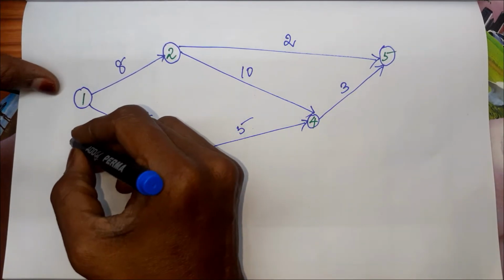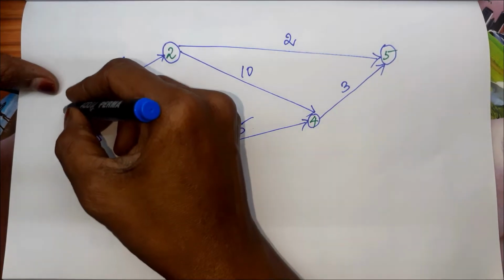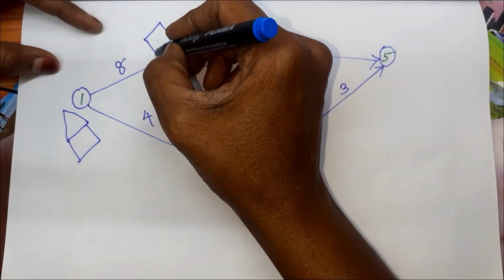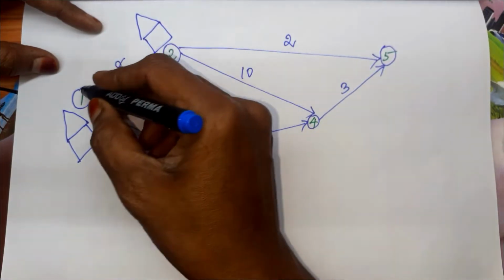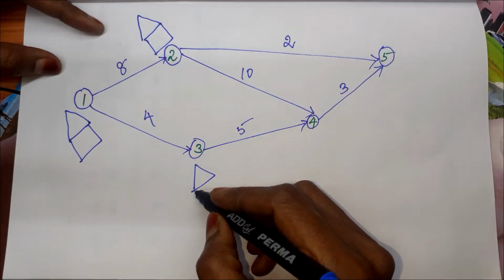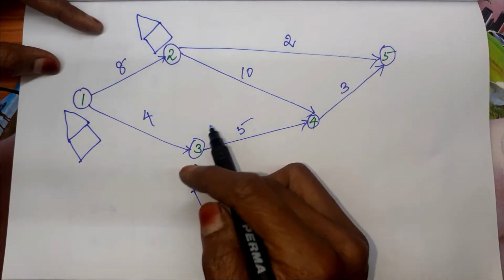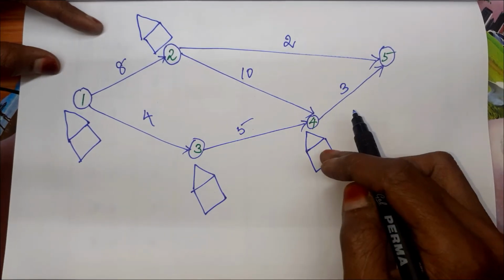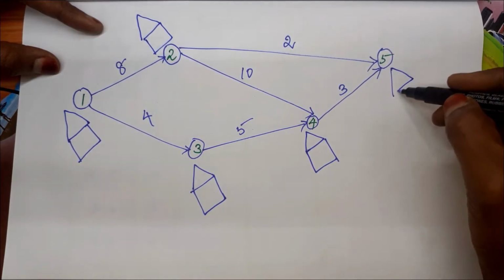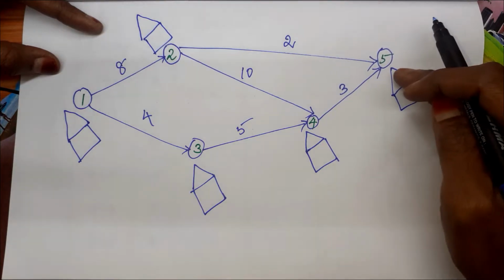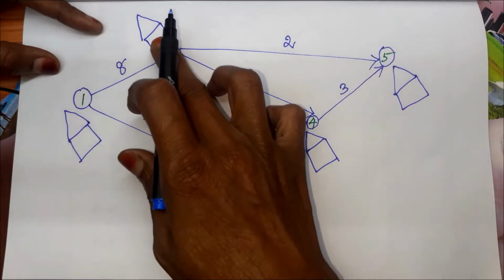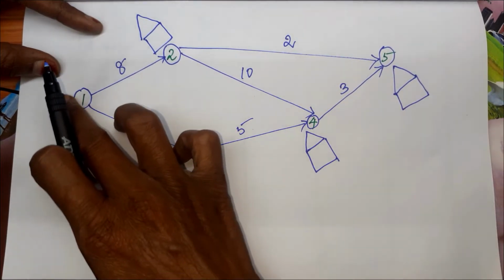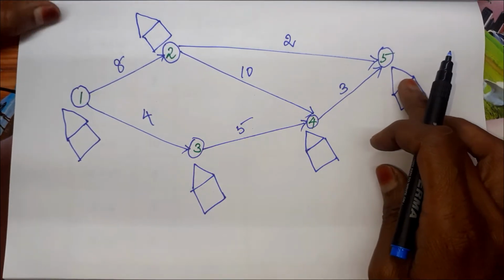Then we are going to find two things: earliest start and latest start. That we are going to write like this. So near every event, near the circles, you draw a square. At the top you draw a triangle. In the square we are going to write the earliest starting time. In the triangle we are going to write the latest starting time. So near every circle you take a box like this, and at the top you take a triangle.